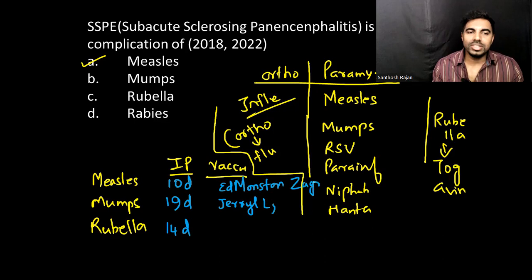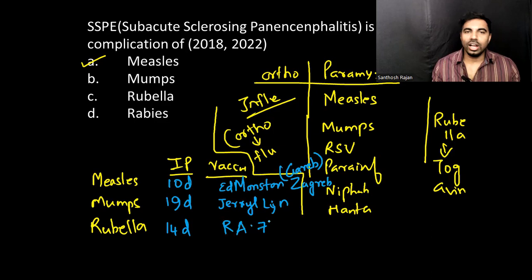Poor people, which vaccine do they need? Poor people need the measles vaccine. Okay, Jerry Lynn strain is for mumps. Rubella is very easy, it's in the name: R for R. RA 27/3 is the vaccine. Okay, this you have to remember.